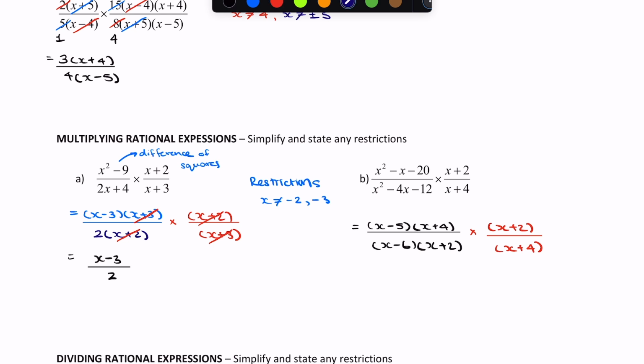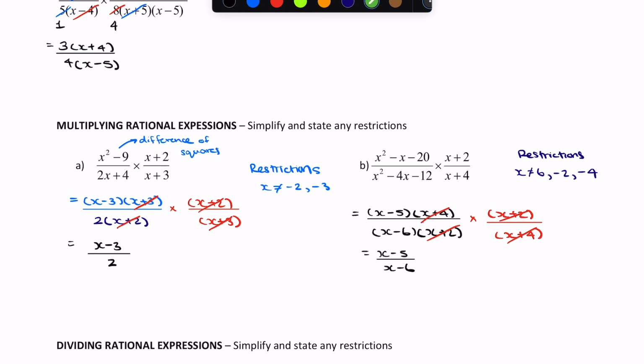Okay, so we can state some of our restrictions here. So with our restrictions, x cannot be equal to 6, -2, or -4. Now we can cancel out x plus 4, x plus 4, and x plus 2, x plus 2. So here we'll be left with x minus 5 over x minus 6.